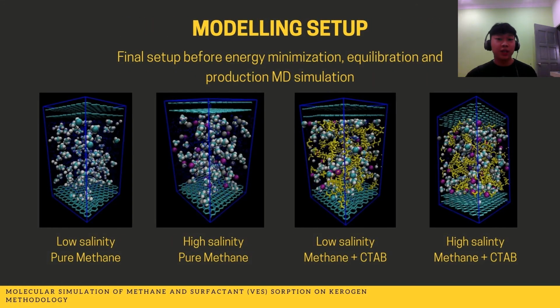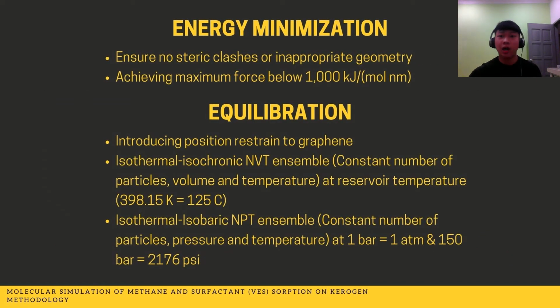This is the final modeling setup before running the simulation, where high and low salinity are defined for the pure methane system and the system with inclusion of CTAB. As you can see, all molecules are relaxed in such a way that they are all confined in the box itself. If there are molecules outside the box, that will simply mean that the simulation might be inaccurate. When it comes to the energy minimization stage, the total force of the model should not exceed 1000 kJ per mole nanometer, as standard in molecular dynamics simulation. This will prevent direct clashes or inappropriate geometry when they are in the naturally stable condition.